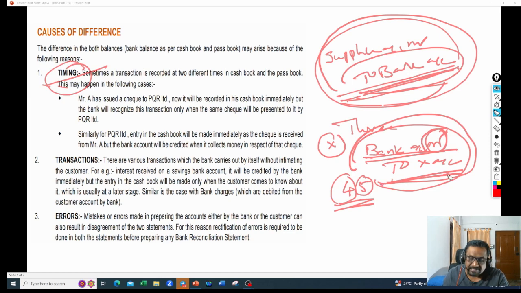So why has this difference come? What made us get this difference between these two books? Because of the timing. Because of timing.